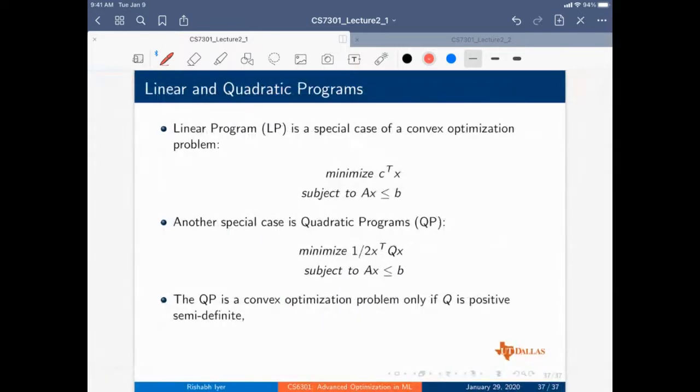Two important special cases of this. The first one is a linear program, where you minimize c transpose x subject to Ax less than or equal to b. And the second one is a quadratic program, where you minimize half x transpose Qx subject to Ax less than or equal to b. So these are again inequality constraints, and my function f of x is either a linear function or a quadratic function.